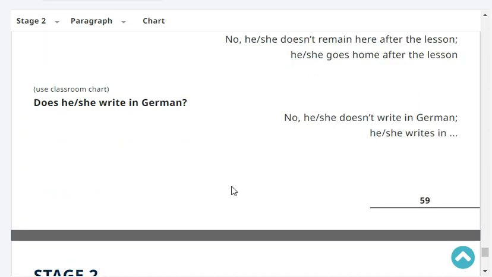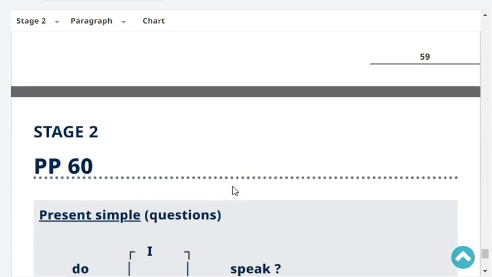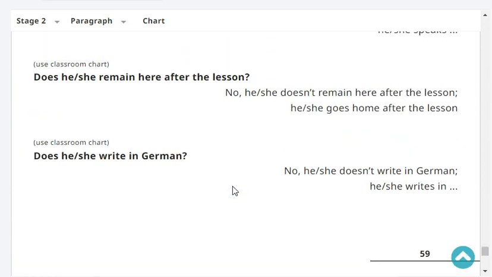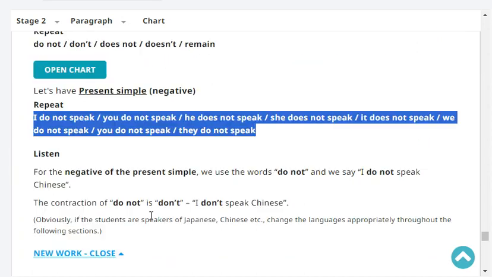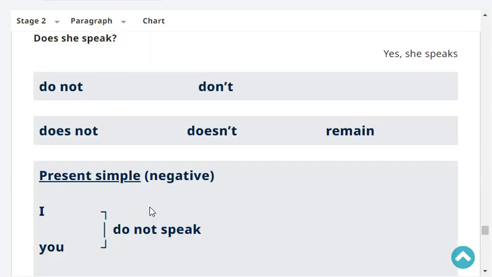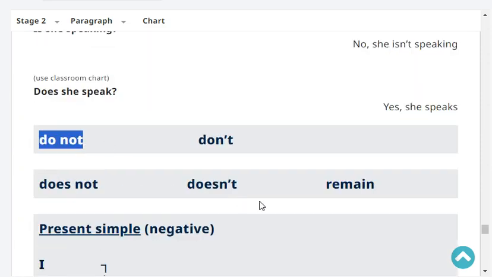Does she write in German? No, she doesn't write in German. She writes in English. Very good. Okay, so now let's move on to reading.